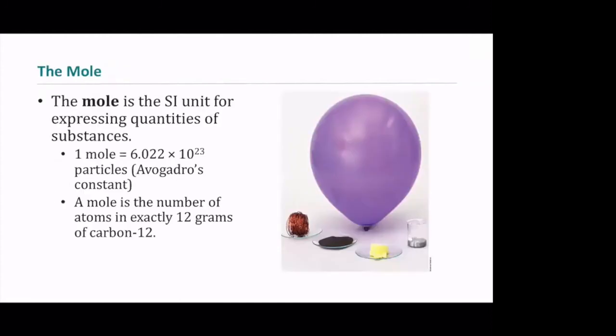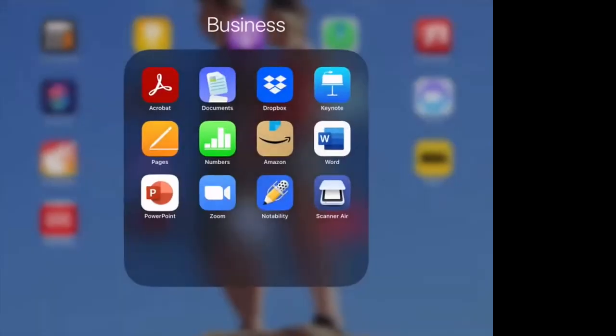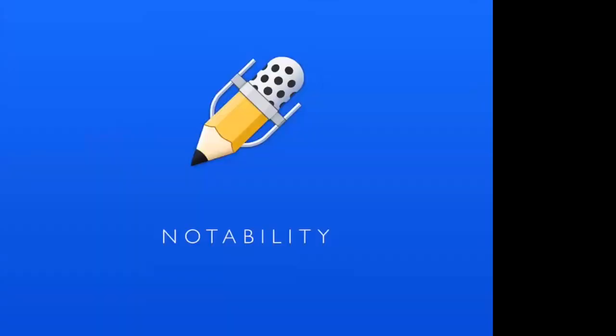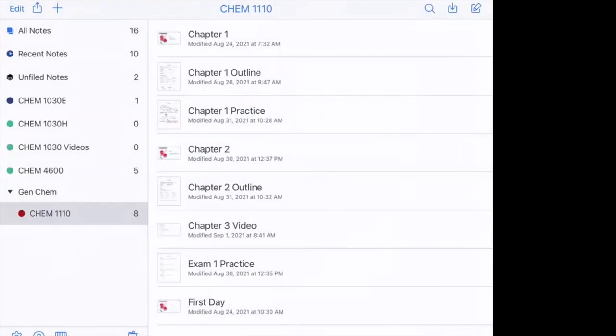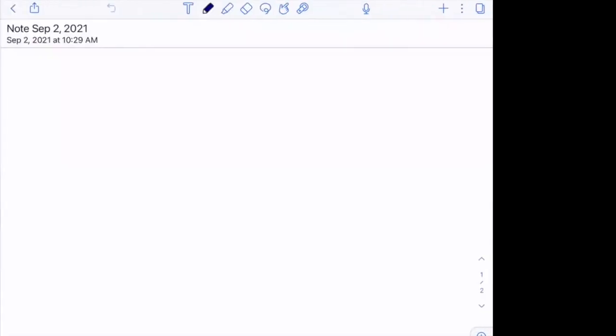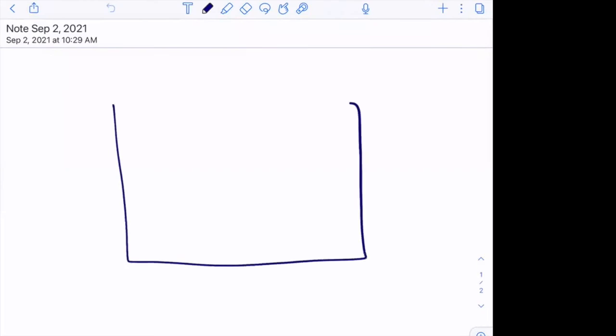Okay, everybody's dreaded mole. I don't know why. It's really not that bad. All right, so I want you to imagine a periodic table. In my periodic table, there's going to be a bunch of different types of balls.